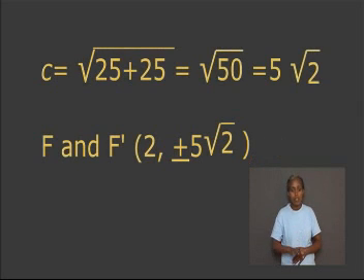To find the foci, we solve for c. c equals the square root of 50, or 5 times the root of 2. The foci are at 2, 3 plus or minus 5 times the root of 2. Were these your answers, students?